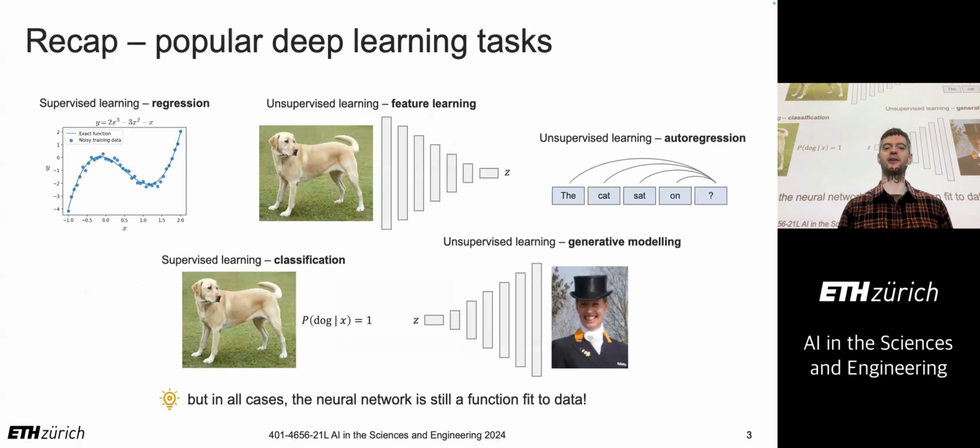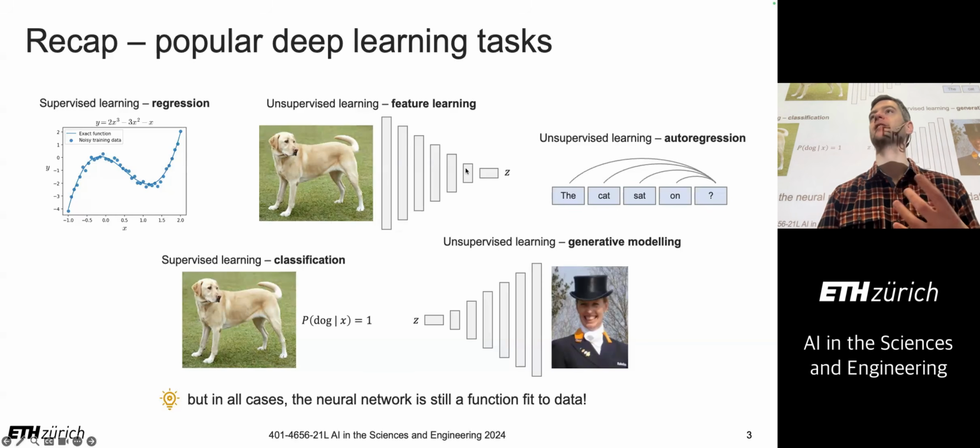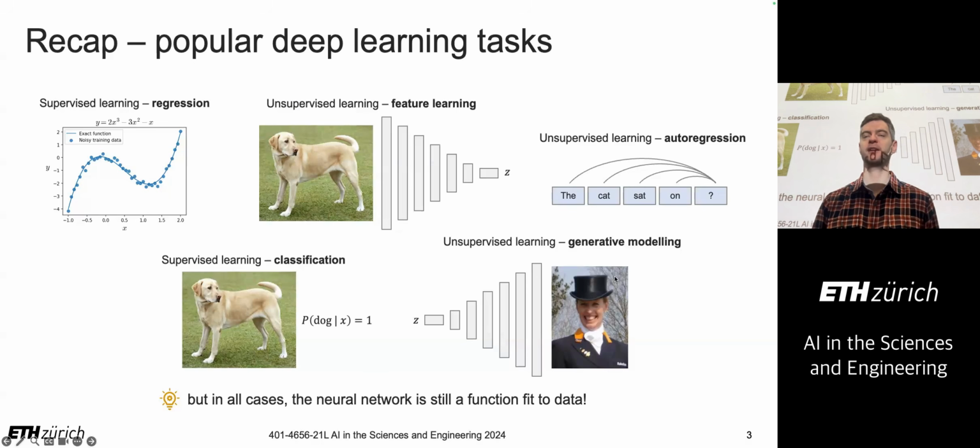So I also talked about the different types of tasks that we use deep learning for. I covered supervised learning, so things like regression, classification. I also talked about unsupervised learning, so things like feature learning, where you have an image, for example, and you want to compress it down into some salient low-dimensional representation. I talked about generative modeling, which is trying to generate a sample. So for example, generate an image based on lots of examples of images from that distribution.